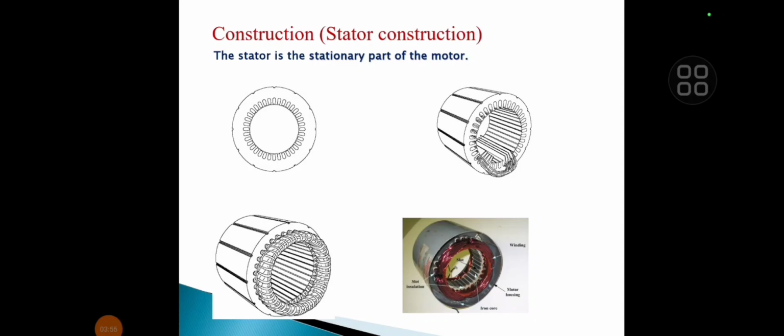So why are silicon steel stampings or laminated cores used? Because with a laminated core we can reduce the eddy current loss, and we know that the eddy current loss depends on the thickness of that silicon steel material. So if we use thin laminations we can reduce the eddy current loss, and to reduce the hysteresis loss we can use silicon steel material.